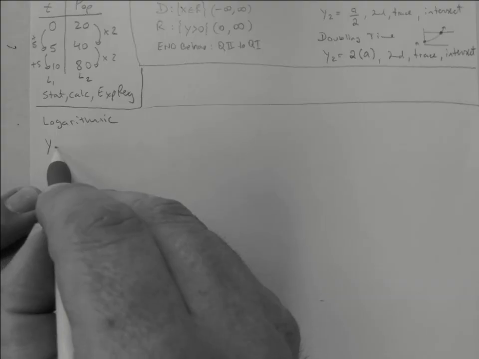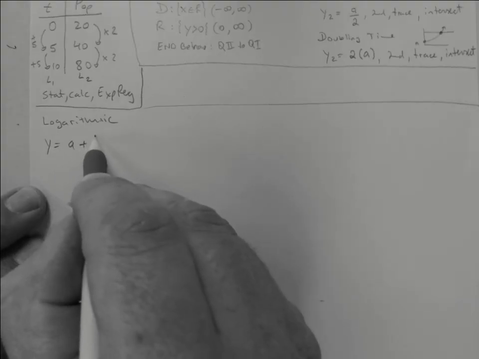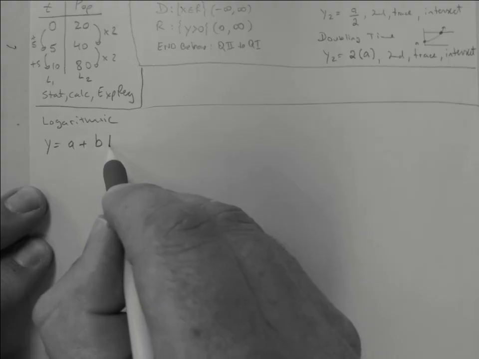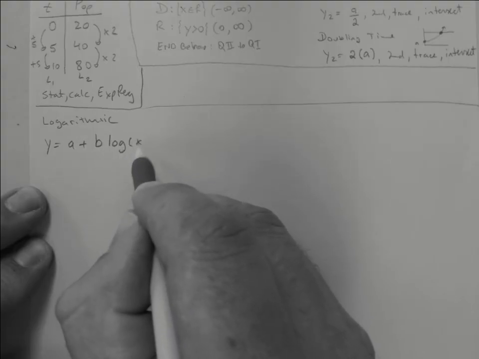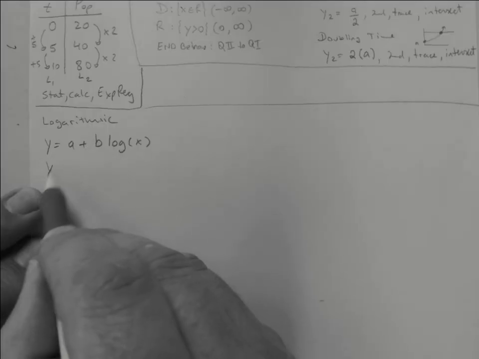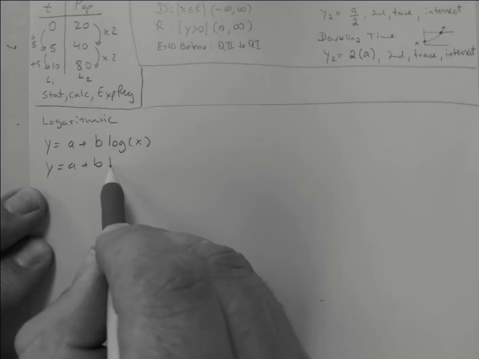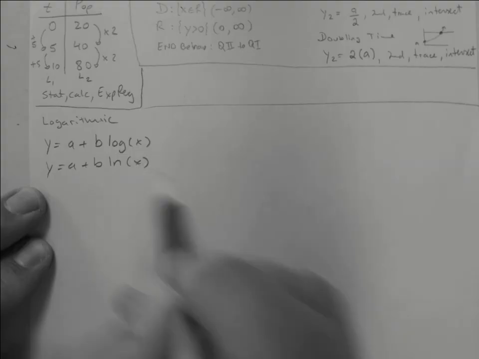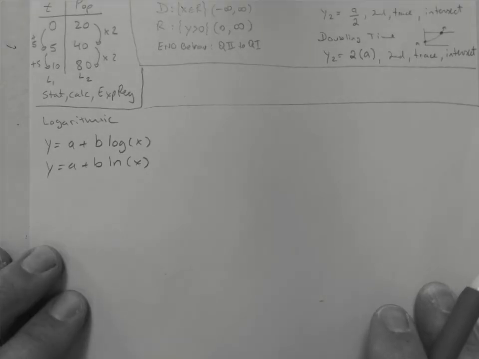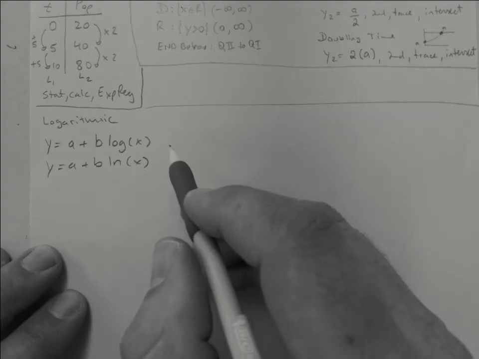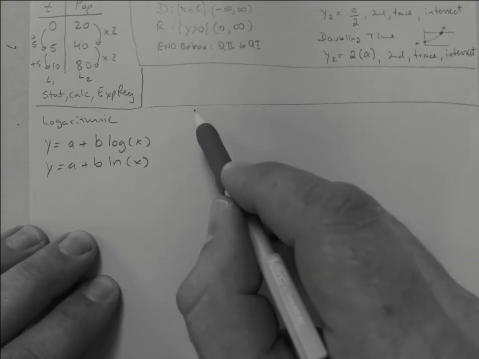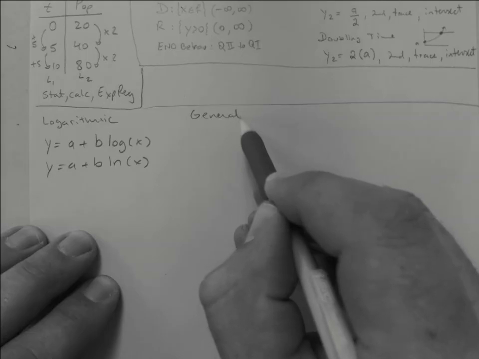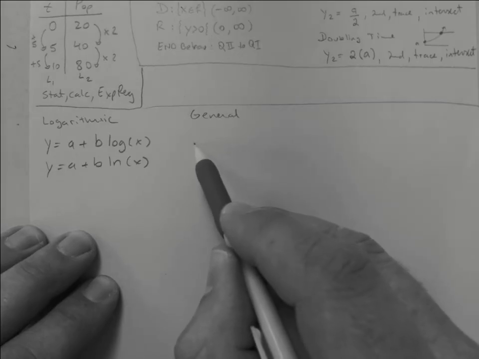Okay. Y is equal to a plus b log of x, or y is equal to a plus b ln of x. Natural log. In general, you may have this scenario.